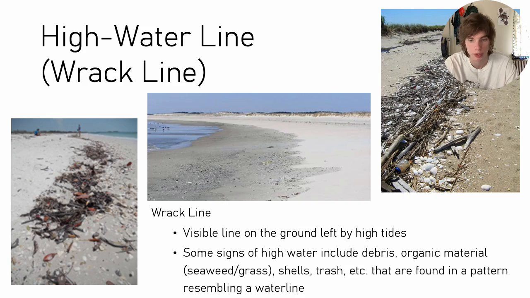They're usually comprised of debris, organic material like seagrass or seaweed, shells, and trash, unfortunately. And they're found in a pattern resembling a water line. So, looking at these pictures, you can tell where the high tide has been based on where the rack line is.